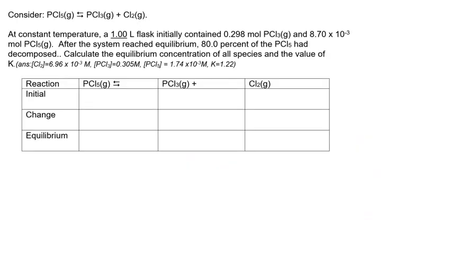In our next problem, we have phosphorus pentachloride in equilibrium with phosphorus trichloride and chlorine gas. At constant temperature, a 1 liter flask initially contained 0.298 moles of PCl3 and 8.70 times 10 to the negative 3rd moles of PCl5. After the system reached equilibrium, 80% of the PCl5 had decomposed. Calculate the equilibrium concentration of all species and the value of K.